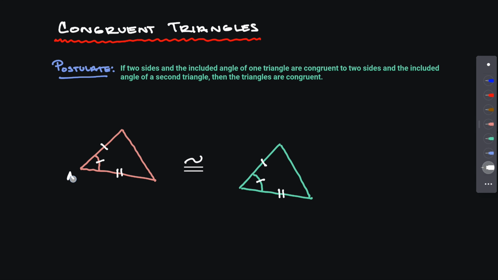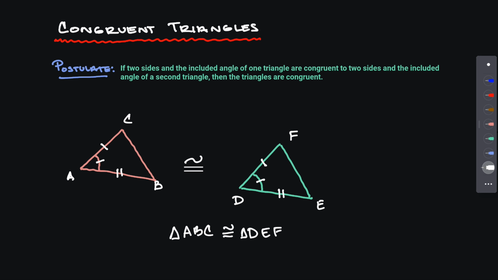Okay, so if this is triangle ABC and this is triangle DEF, then it's enough to say that if we have these two sides and included angle, we say that triangle ABC is congruent with triangle DEF.